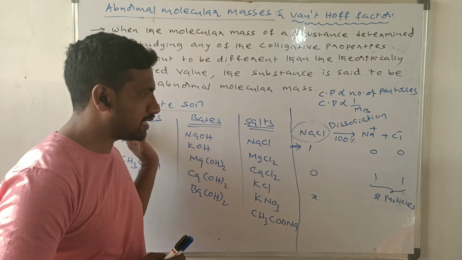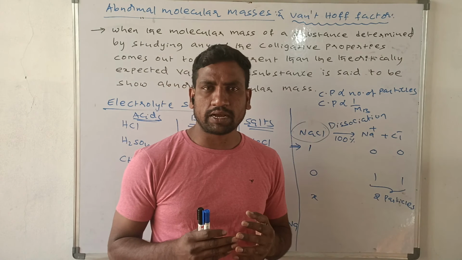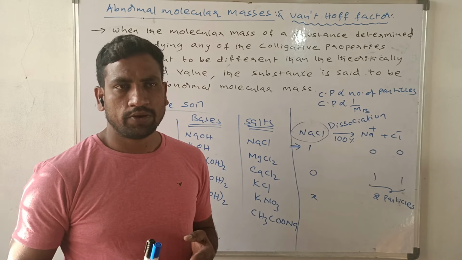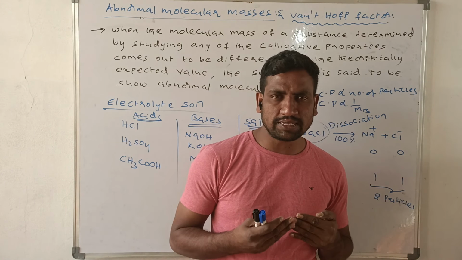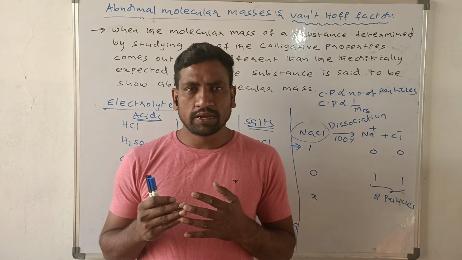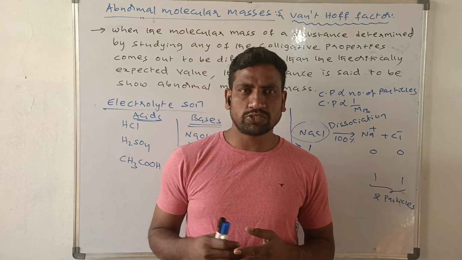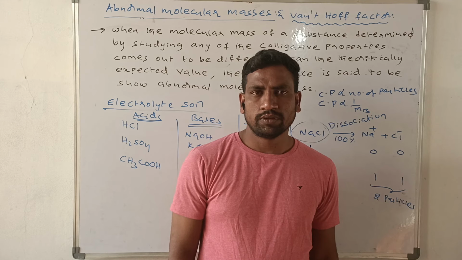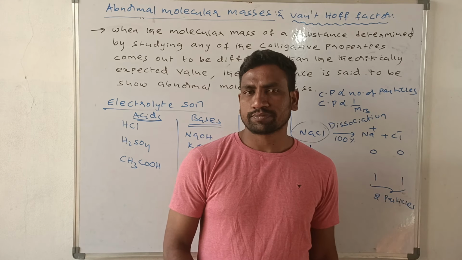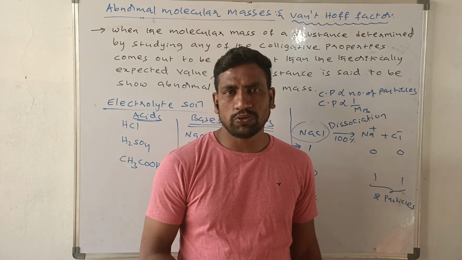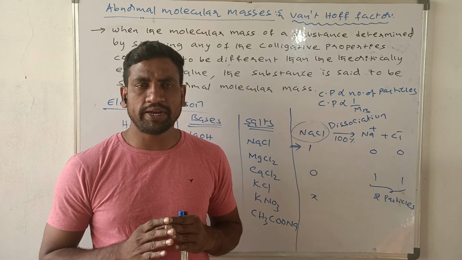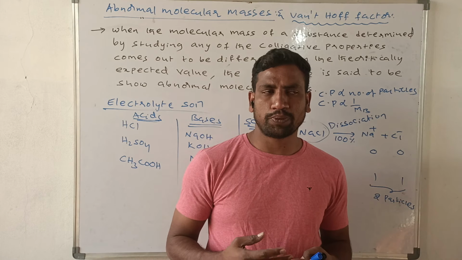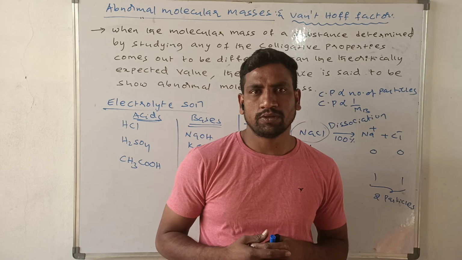Why? Because these electrolytes may undergo complete dissociation or a small extent of dissociation. Once the electrolyte undergoes complete or small extent of dissociation, there is a change in the colligative property value and a change in the molecular mass of the solute. So we are going to get a different value for the colligative properties than the expected value.